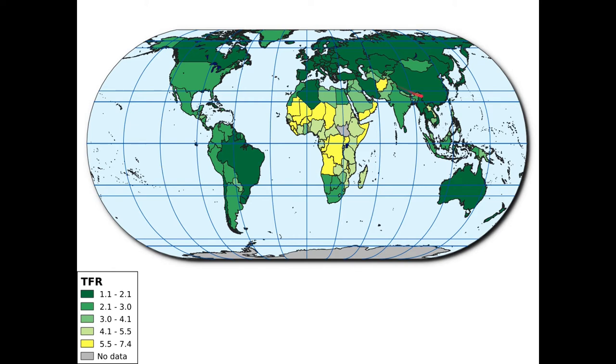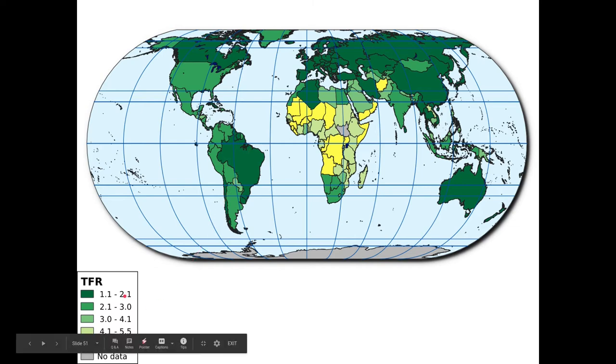The highest is 7.4, so that means the average family is 9.4. Assuming it's a conventional two parents and kids family, the average is 7.4 children per woman, so you throw in a husband and wife and you're up to 9.5. 9.5 for the average family size in these yellow countries.